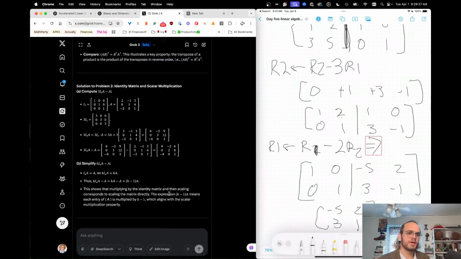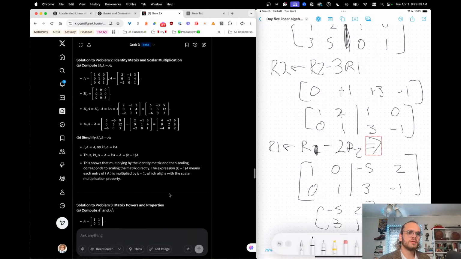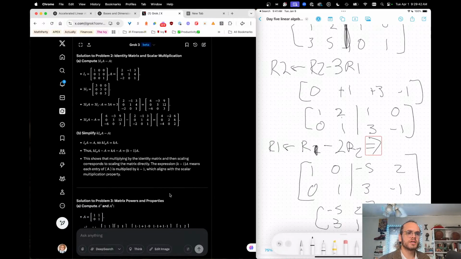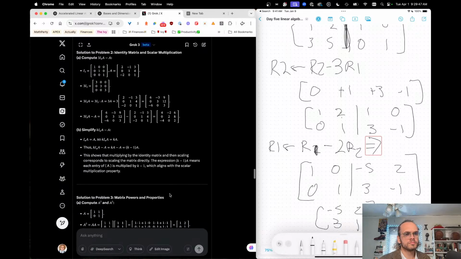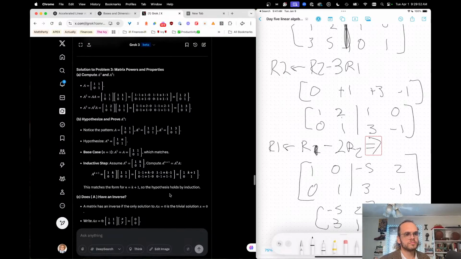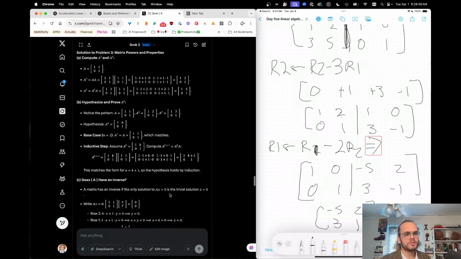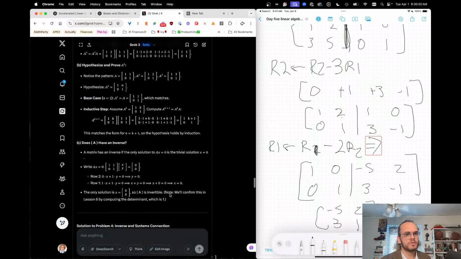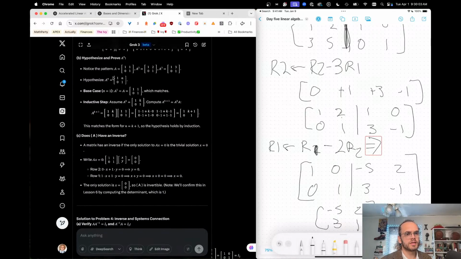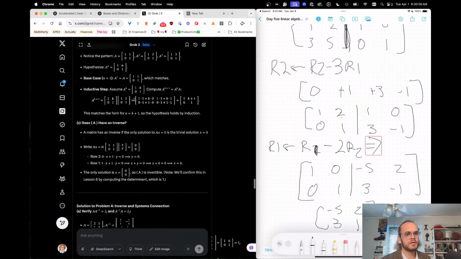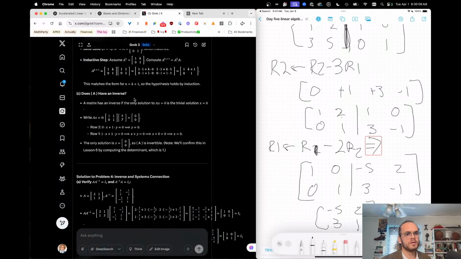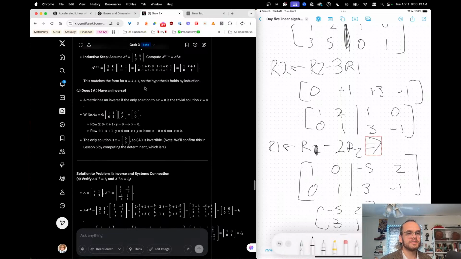Okay. Identity matrix and scalar multiplication. 3 times the identity matrix, A minus A. A squared and A cubed. A to the N is going to be that. Compute A. Dang, these are crazy.